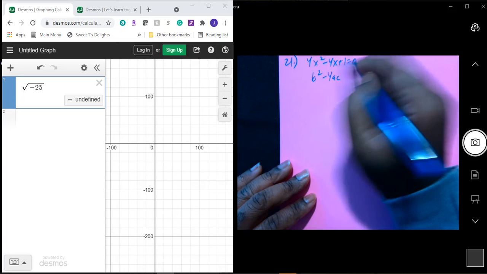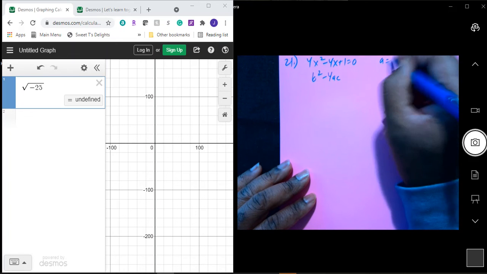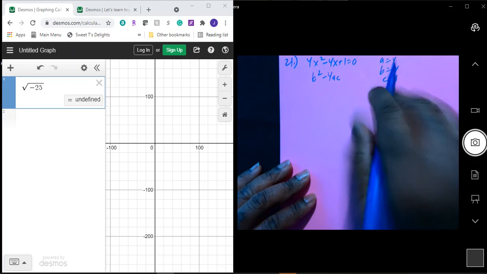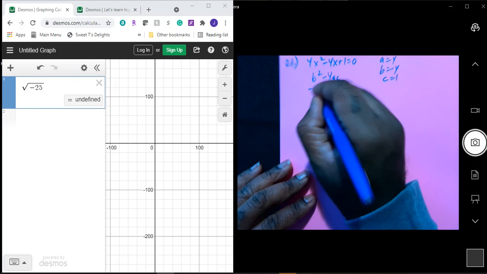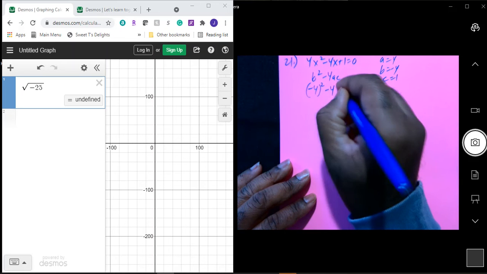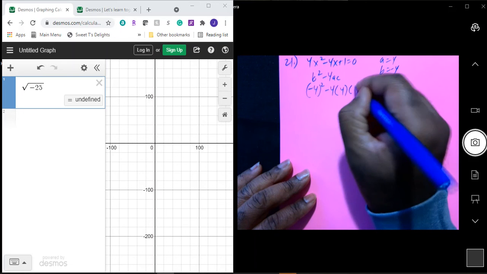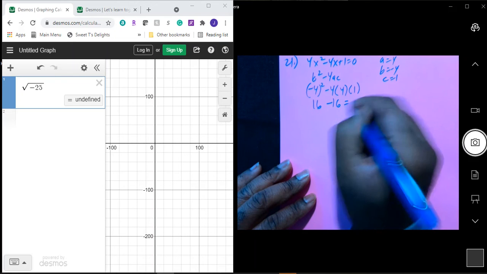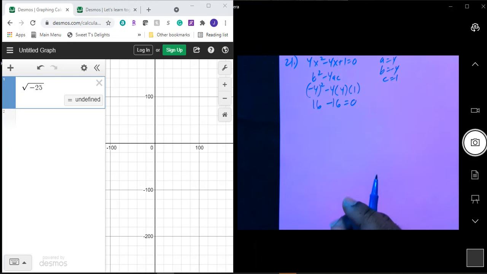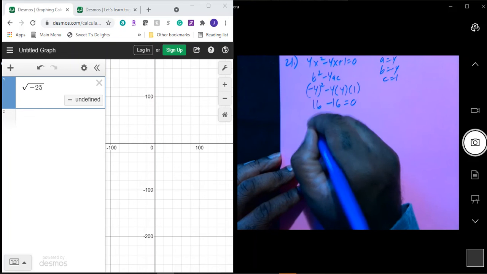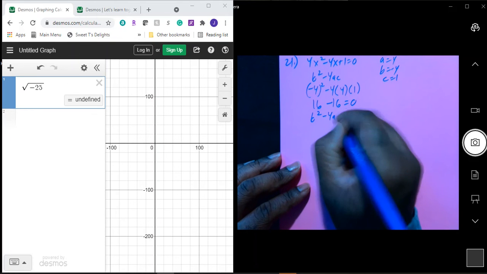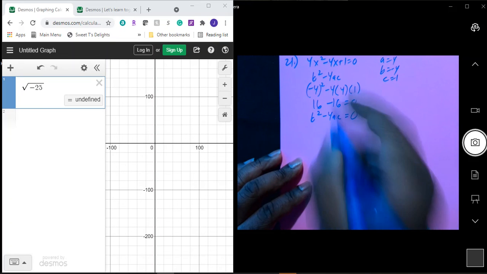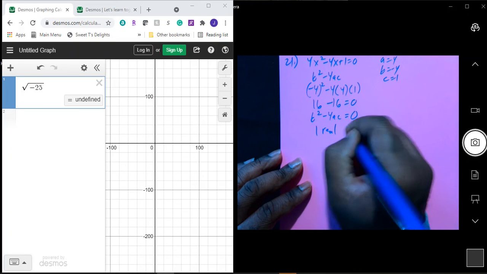Okay, so we have b squared minus 4ac. Since this is set up in standard quadratic form, a is 4, b is negative 4, and c is 1. So we substitute: negative 4 squared minus 4 times 4 times 1. This is 16 minus 16, which is 0. So b squared minus 4ac in this situation is equal to 0, which means there is only one real solution.